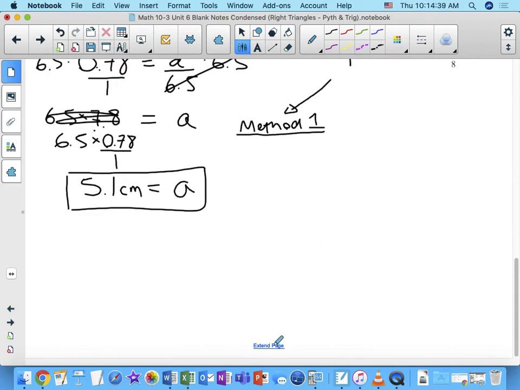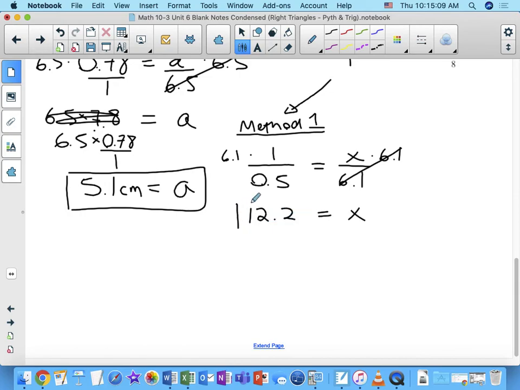And I expect some of you will want to do this. So flip, right? 1 over 0.5 equals x over 6.1. And now your variable's in the numerator. Yeah, so now we can just multiply by 6.1. And then these cancel, and that ends up being, when you go 6.1 times 1 divided by 0.5, you get 12.2. Okay, that's one strategy.